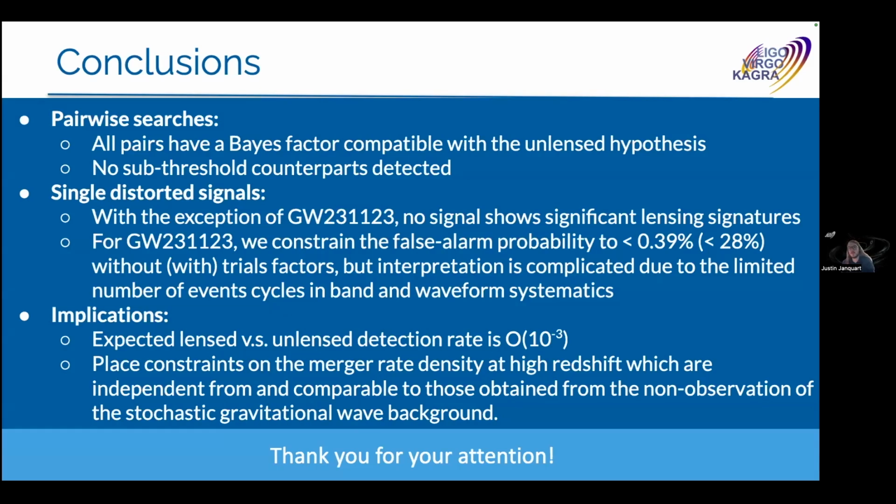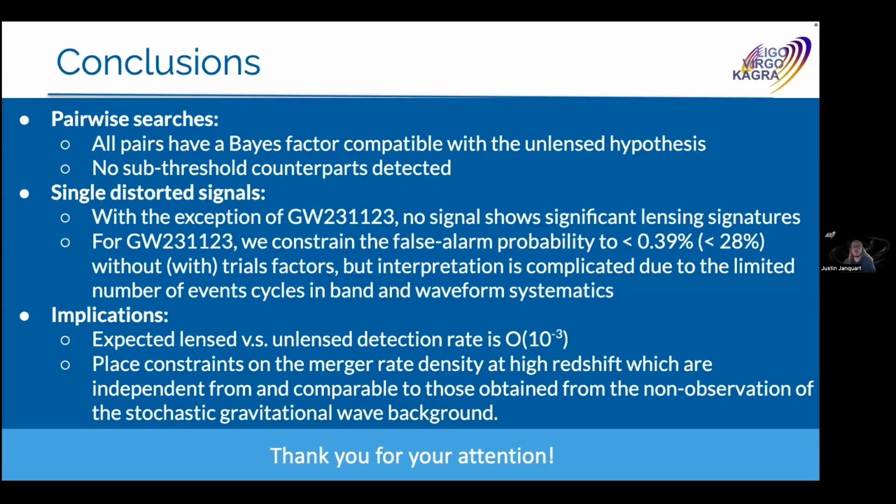And then for the point mass wave optics analyses, with the exception of GW231123, we have found no signals that have significant signatures. Regarding GW231123 itself, we constrain its false alarm probability with a restricted background. However, we know that the interpretation is complicated due to the limited number of event cycles that we have in band, the waveform systematics, also the rarity of this event. And so we know that this is an extremely exciting event on different fronts, and that to learn more about its nature, probably we'll need to have more observations in the future. So it's a good reason to stay tuned.